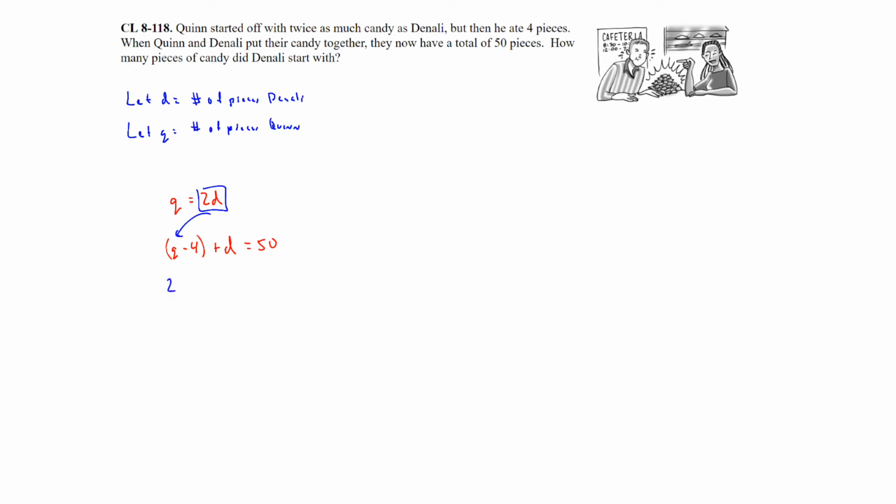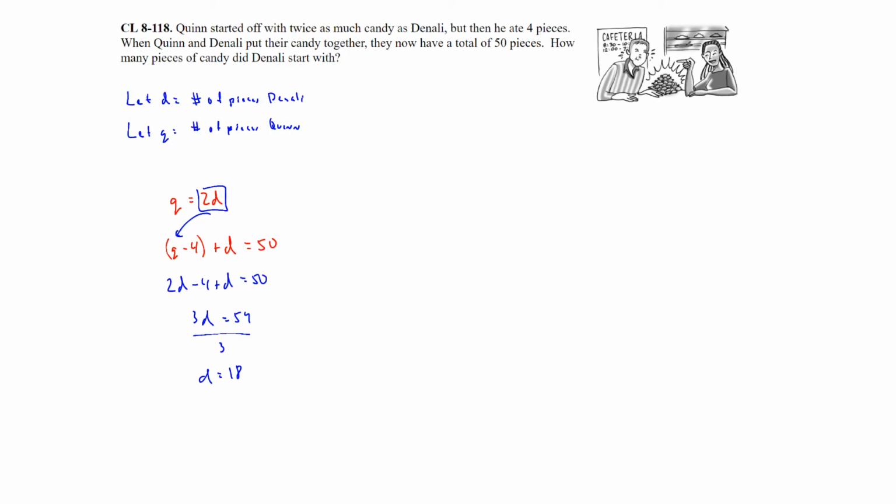Because twice Denali is equal to Quinn. So 2D minus 4 plus D is equal to 50. Combine your like terms. Add 4 to the other side. And then we can divide by 3. So D is equal to 17. Or not 17, how about 18?